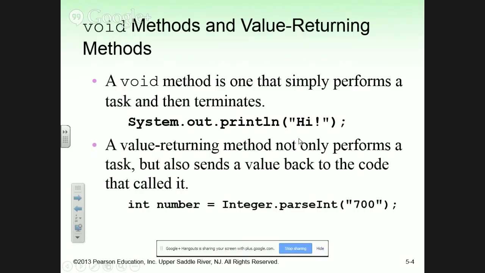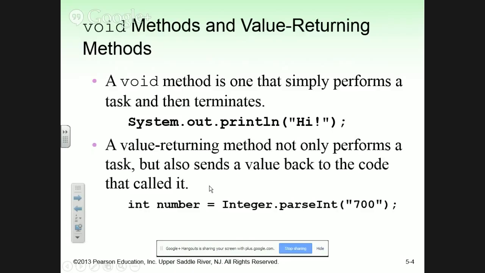Now, we've already been using a method quite frequently in this course, and that's been the main method. The main method does not return a value, and thus it has the keyword void as part of the method declaration. Other methods that we have used include print line or print. Again, they do not return a value within the program.